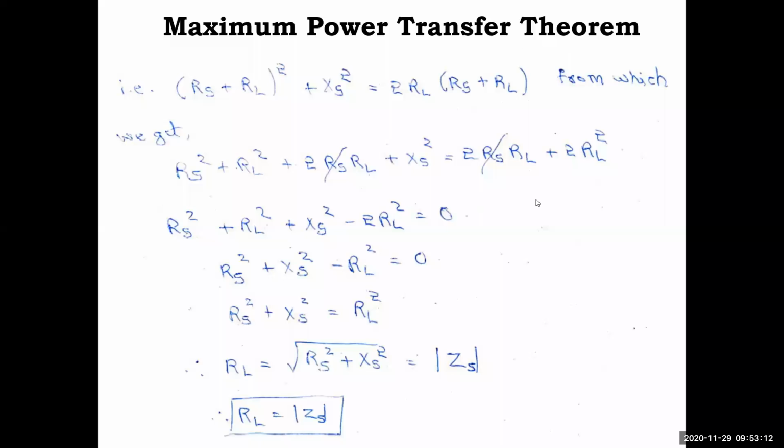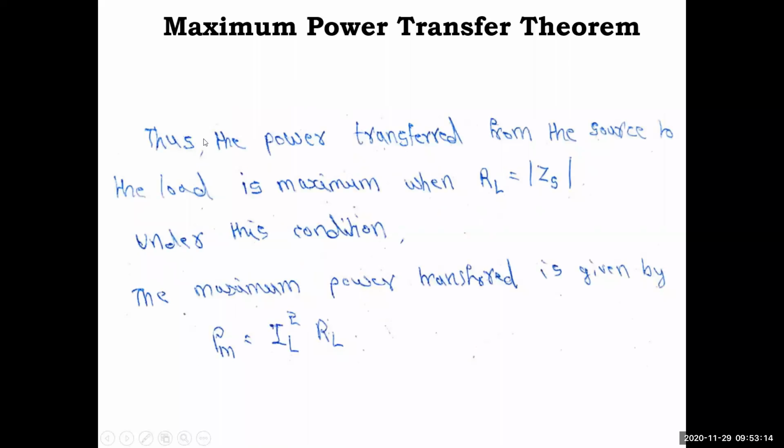So the maximum power part will not change much. Thus the power transferred from the source to the load impedance is maximum when RL is equal to |ZS| under this condition. What is that condition? If you have the source as impedance, the maximum power transferred will be same. You can use this equation because RL is calculated here from this magnitude and IL is there with value. So just multiply, you'll get power. Either you can use this or the previous one only you can use.